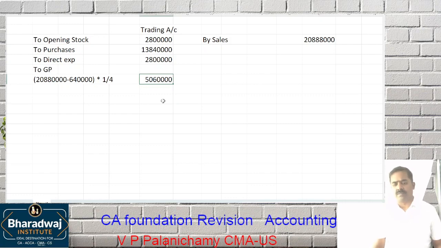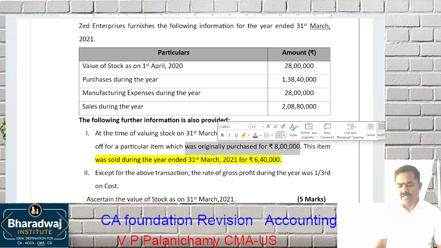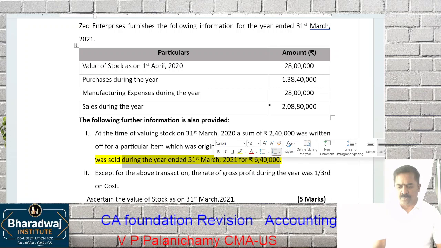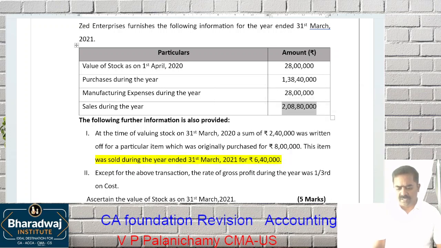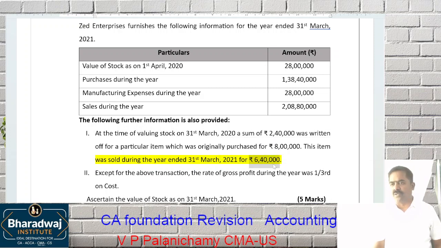Ask me if there is a doubt. Read the question once again. 2,40,000 has been written off for a particular item which had original cost of how much? 8 lakhs. And the last cost automatic adjust ஆயிடும். This item was sold during the year for how much? 6 lakhs 40,000. So the 2 crore 8 lakh 80,000 less 6 lakhs 40,000 sales include ஆயிருக்கு. Clear?